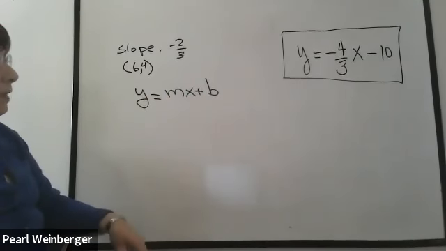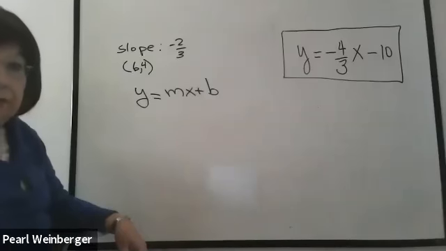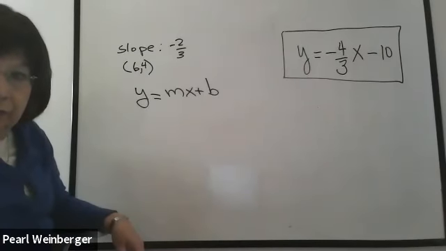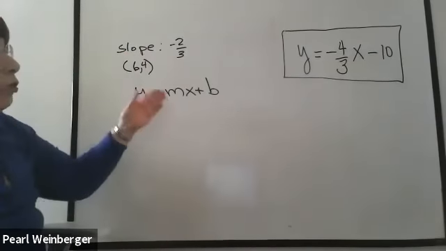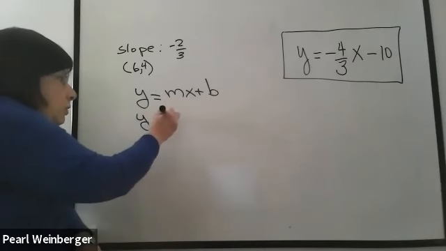Do we know anything about this? Do I know what the m is? Yeah, it's -2/3. They actually didn't even ask me to work it out. They told me what the slope is. So I right away am going to replace the m with -2/3.